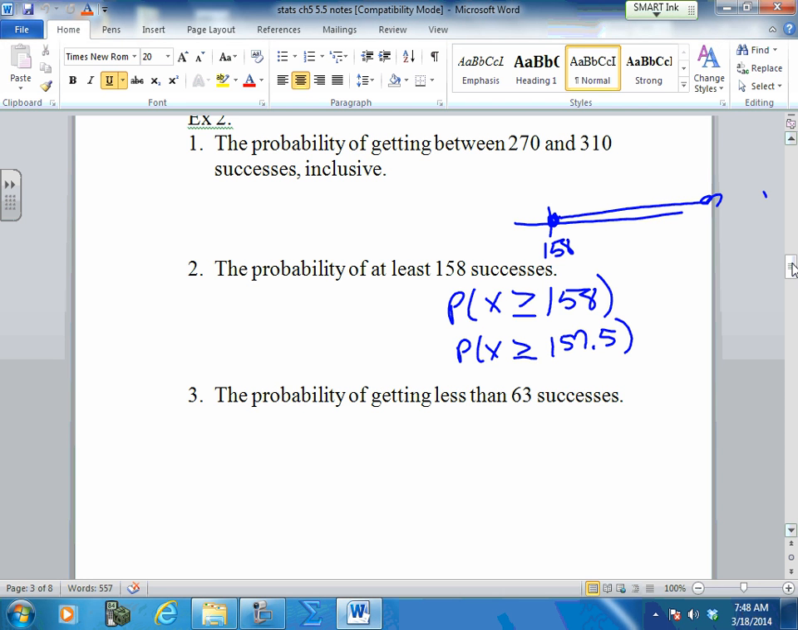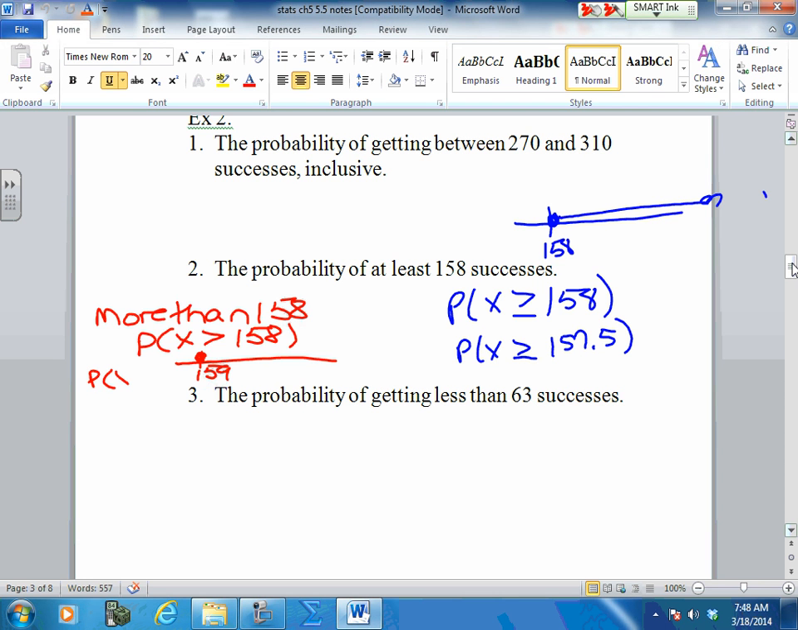If it said more than, how would I write more than? Greater than. And what's the first number that I would use? 159. I would not use 158. So now I'm going to drop this. So it'd be the probability of x is greater than 158.5. See the difference? Figure out what numbers you're using, and then use your rule. Drop 0.5, add 0.5.